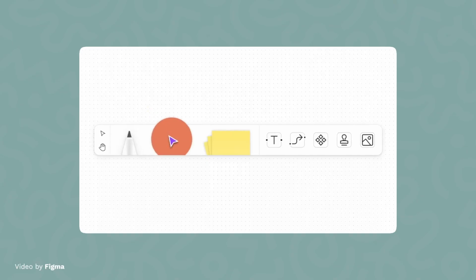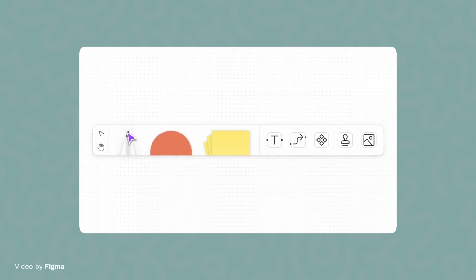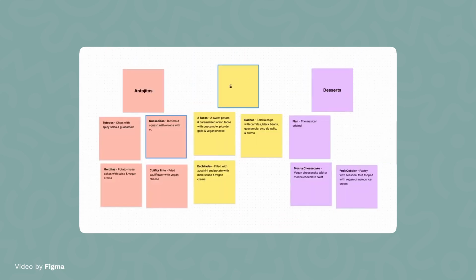Within Figma itself, I also use FigJam for brainstorming, flow mapping, also for you to have your weekly sync with the team or design sprints.